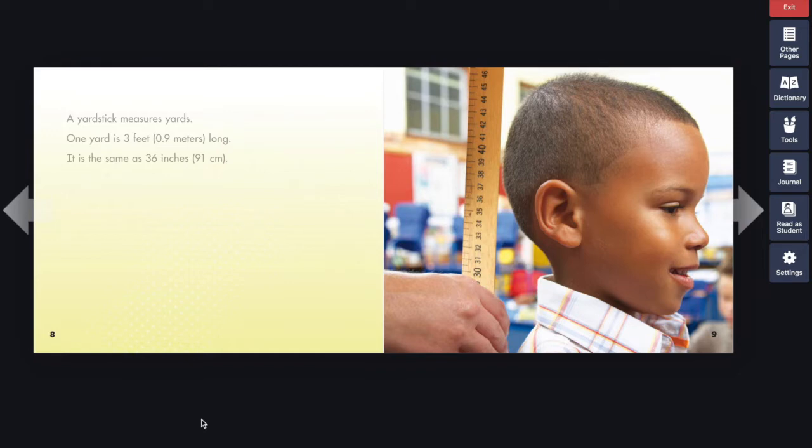Those yardsticks, do you remember that in my classroom? It's really, really big. It's the size of you guys or maybe a little bit shorter. Those are yardsticks.